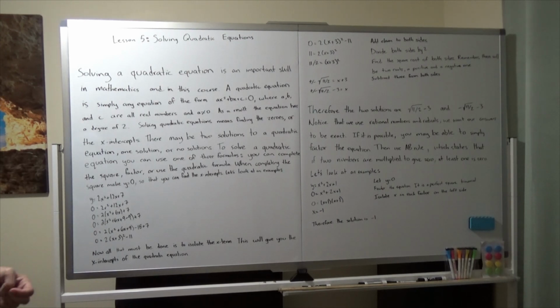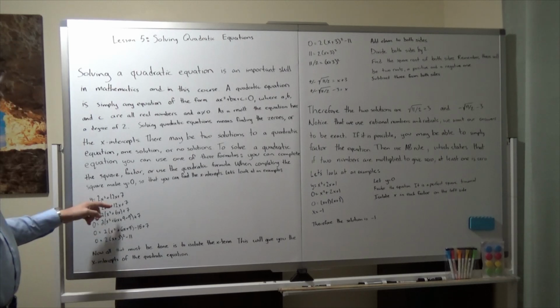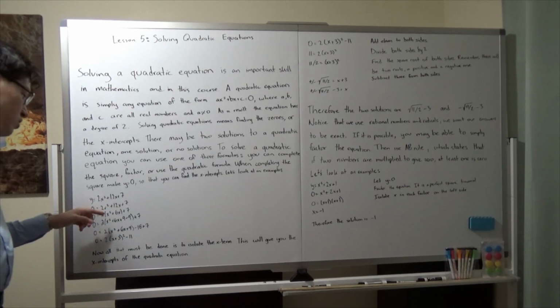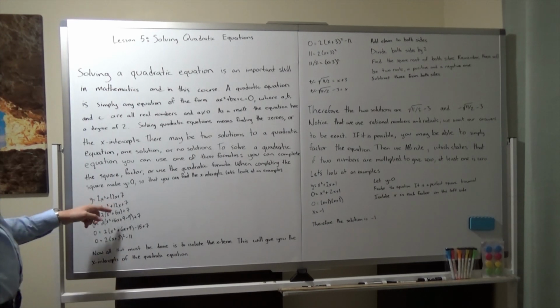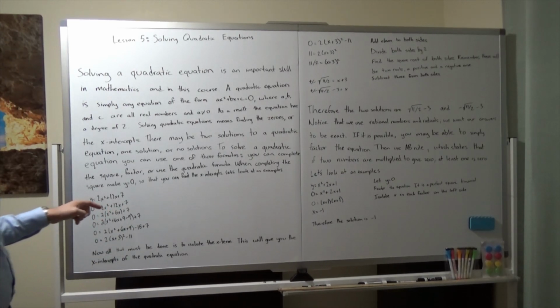When completing the square, make y equals 0 so that you can find the x-intercepts. Let's look at an example. First we let y equals 0. Now we complete the square by factoring out the greatest whole number factor from the first two terms. That would be 2. 2x squared divided by 2 is x squared. 12x divided by 2 is 6x. Now we complete the square by dividing the coefficient by 2 and squaring it. 6 divided by 2 is 3. 3 squared is 9.